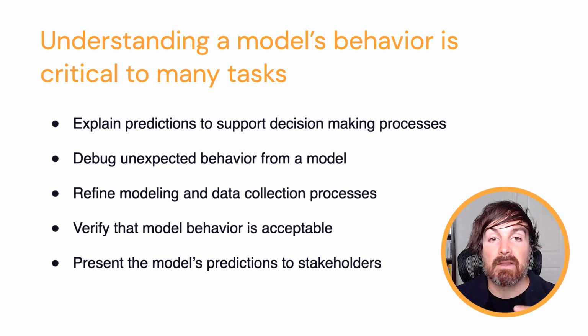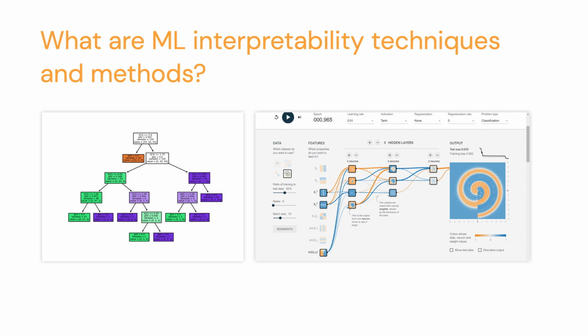Lastly, presenting the model's predictions to stakeholders. Interpretable explanations are again critical to engineers to build end-user trust and can act as a catalyst to adoption of your machine learning system. There's no agreed-upon mathematical definition of interpretability.